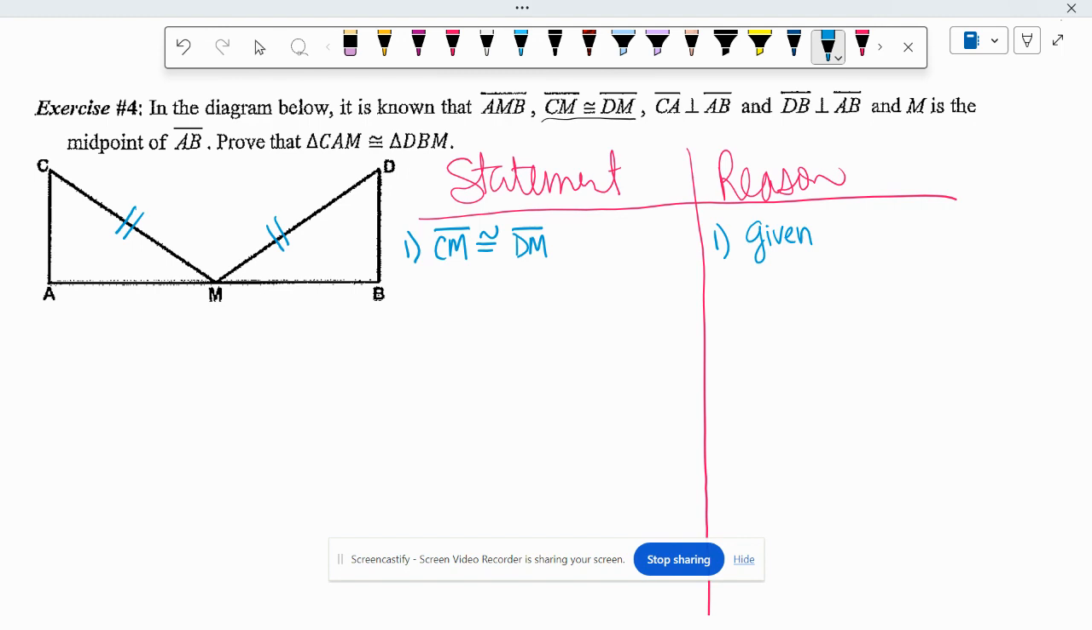Number 2, the next given, pair of perpendiculars. Do you guys see that? Pair of perpendiculars. I'm going to write both of those together in one statement. So statement number 2 is that segment CA is perpendicular to segment AB and segment DB is perpendicular to segment AB. And the reason for that is given. And I'm going to mark those perpendiculars by making right angles.